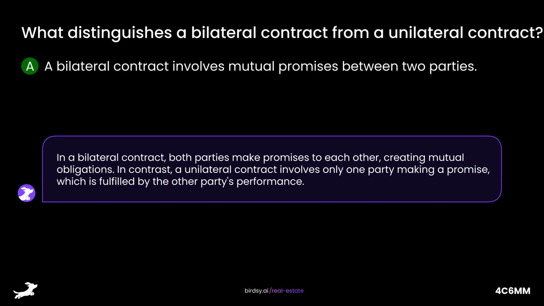In a bilateral contract, both parties make promises to each other, creating mutual obligations. In contrast, a unilateral contract involves only one party making a promise, which is fulfilled by the other party's performance.